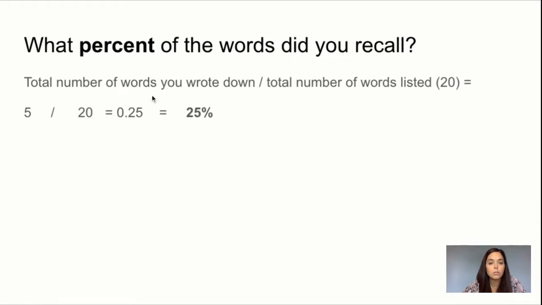So take the total number of words you wrote down correctly, so in my case, 5, and then divide that by the total number of words listed. There were 20 words listed. So in my case, 5 divided by 20 is 0.25, which is 25%. So I was able to recall 25% of the words.